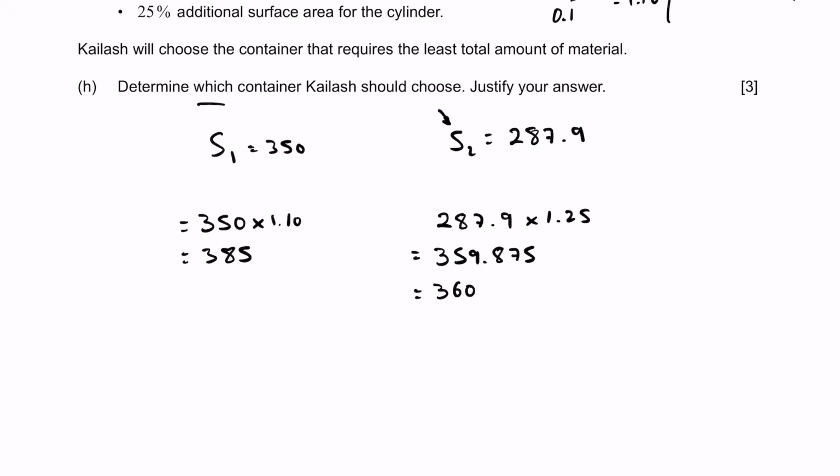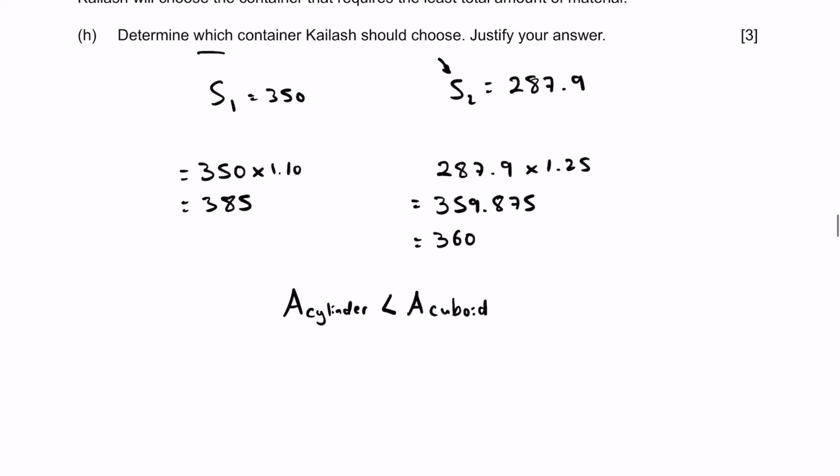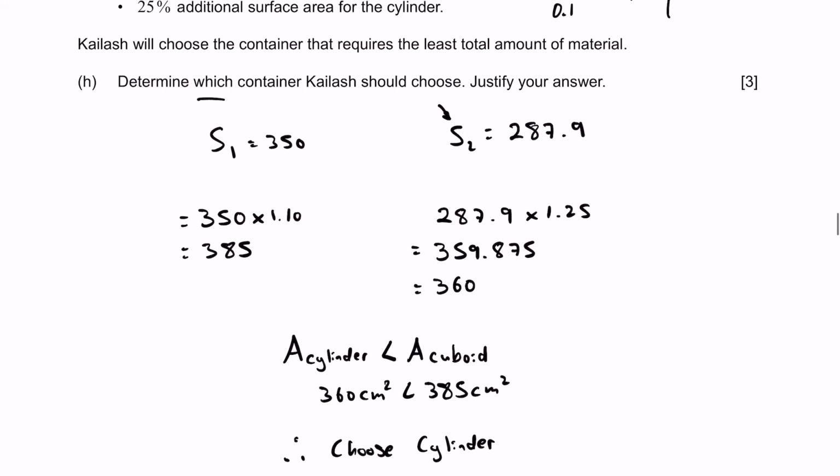So, let's say area of the cylinder is less than area of the cuboid. That is to say, 360 centimeters squared is less than 385 centimeters squared. Therefore, he should choose the cylinder. All right, there we go.